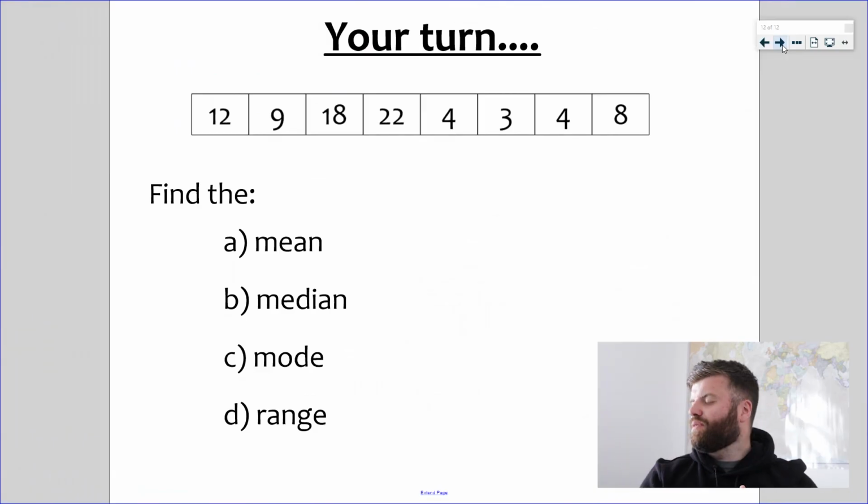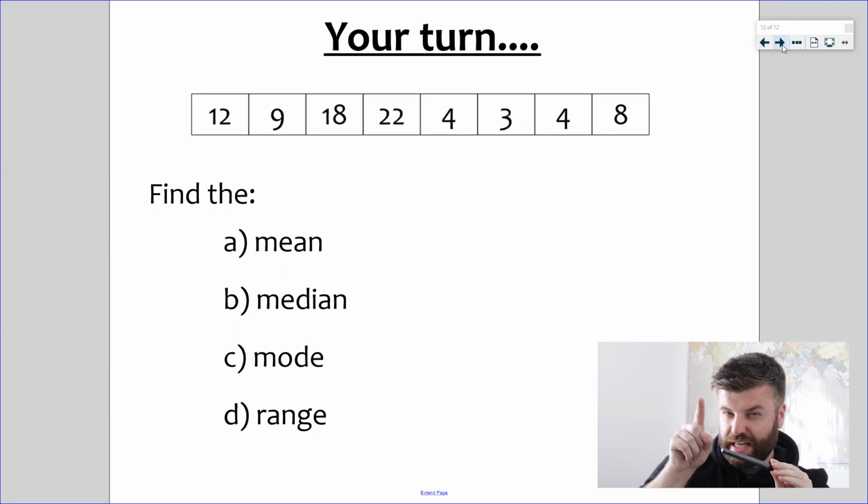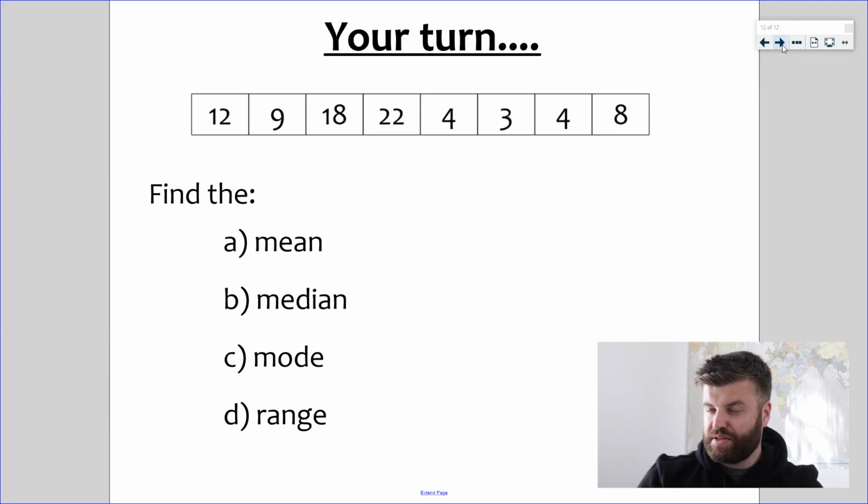Now, I know, my acting was superb, but don't worry about that too much, we've got some math to do. On the screen is your data set, okay? It's at the top there. Make sure you're just counting how many numbers there are, it might come in handy later on. And you've got a really simple job. You need to calculate and find the mean, the median, the mode, and the range.